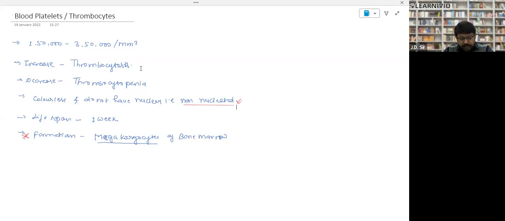Next point, they are rounded, oval, or disc in shape. They are 2 to 3 micrometer in diameter and colorless.